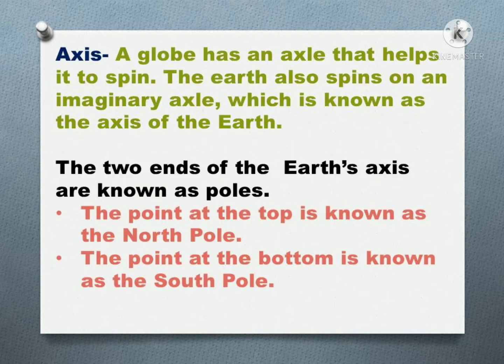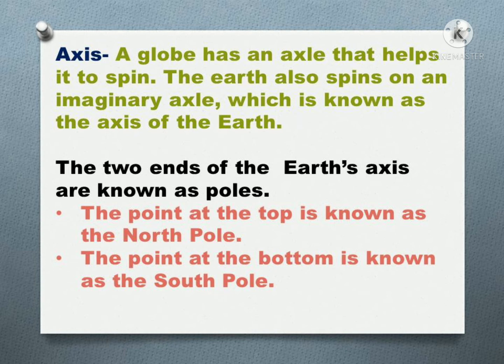Now let us try to understand some of the terms which are very important and also they will help us in understanding this chapter in a better way. So the first term is axis. A globe has an axle that helps it to spin. ग्लोब के पास एक एक्सिल है जिसकी हेल्प से वो स्पिन करता है, जिसकी हेल्प से वो घूमता है.